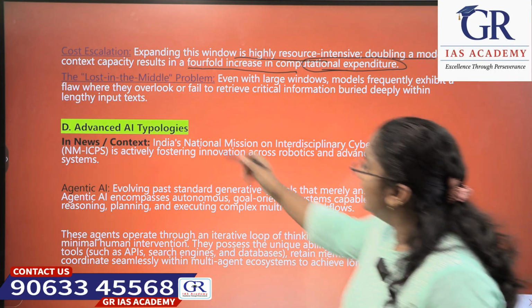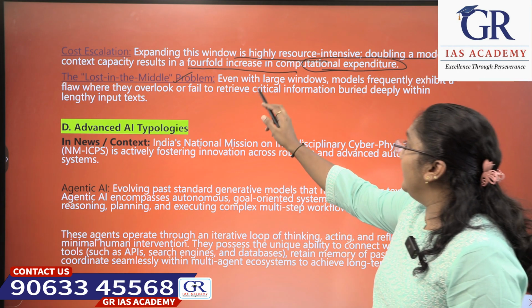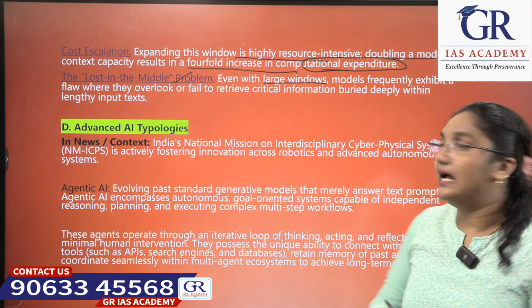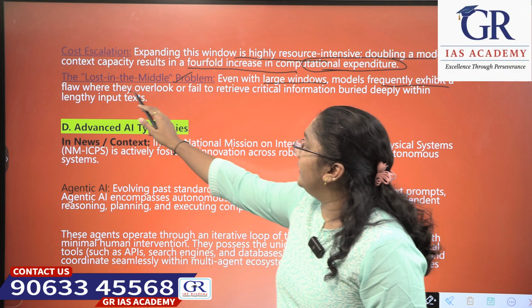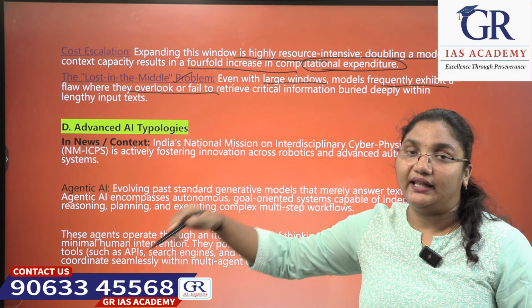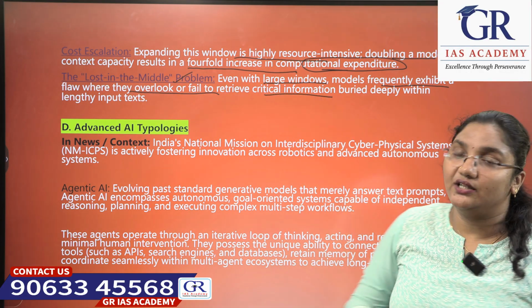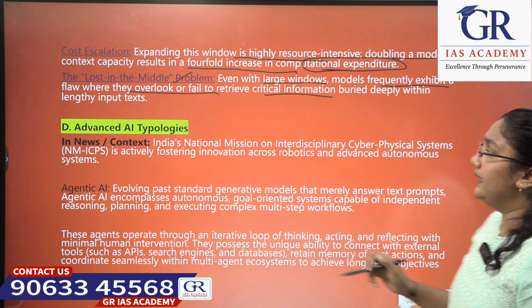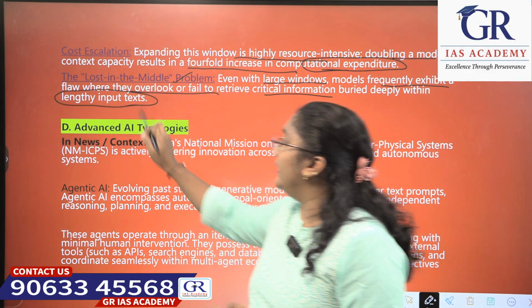The next challenge is the lost in the middle problem. Even with the large windows, models frequently exhibit a flaw where they overlook or fail to retrieve the critical information buried deeply within the lengthy input text.